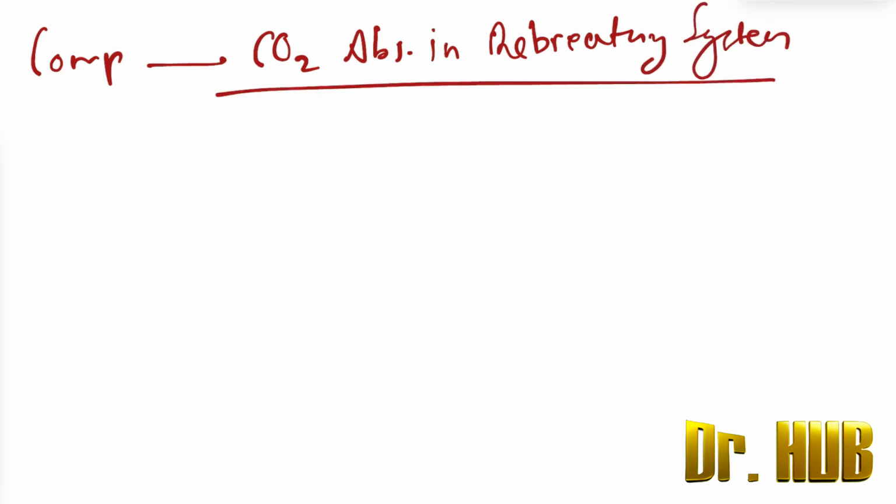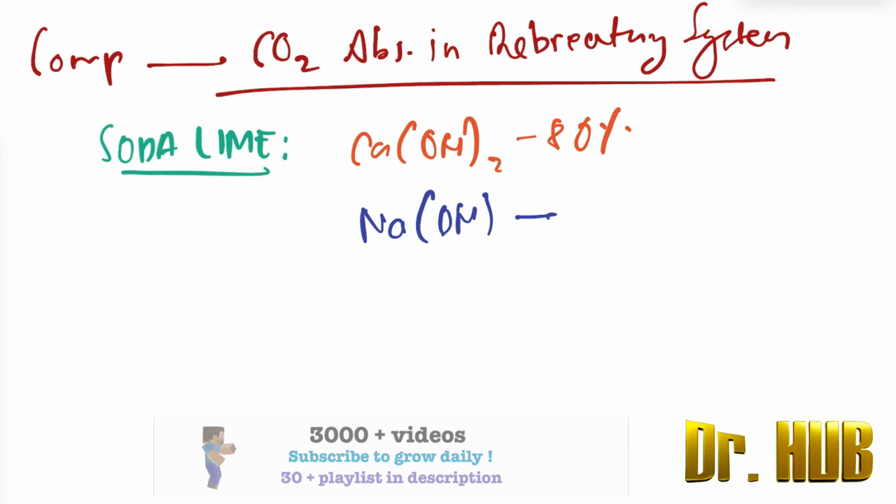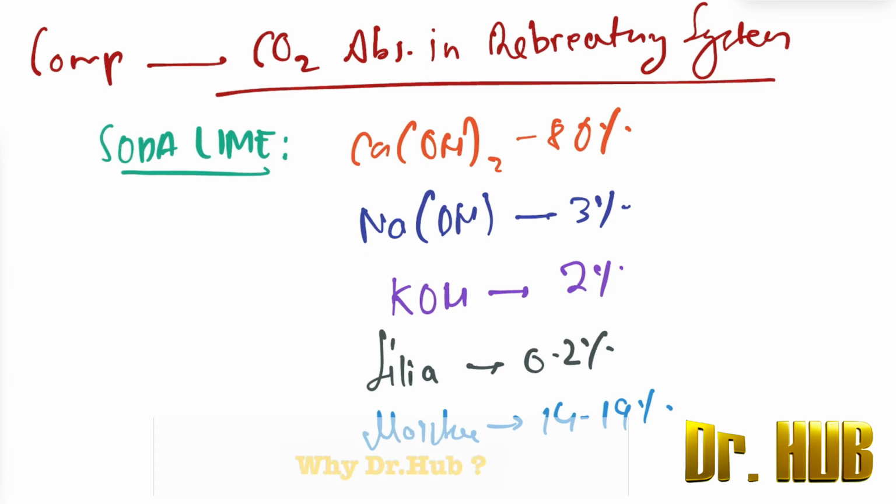So first, to begin with, we look at soda lime. What happens in case of soda lime? The components include calcium hydroxide, Ca(OH)2, which will be about 80%. Then comes NaOH, which will be about 3%. Then potassium hydroxide, that is 2%. Then comes the silica, that is about 0.2%. Then the moisture, which is about 14 to 19%. So this is all about the soda lime.